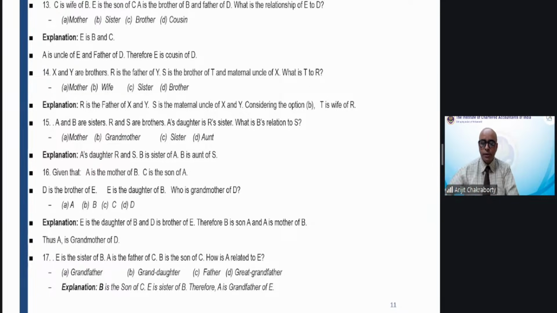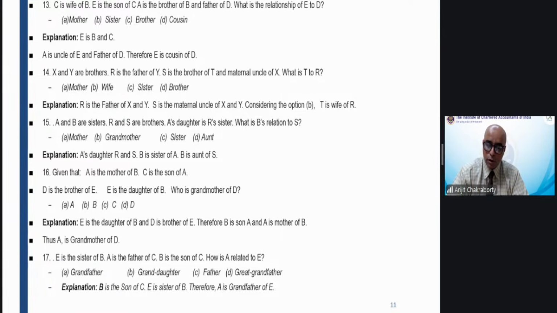So here we take this question and we look at the reasoning. How should the logic be applied here? E is the sister of B. B has a sister E, that is, E is female. E is sister. Very good. A is the father of C. B is the son of C. So B is male.